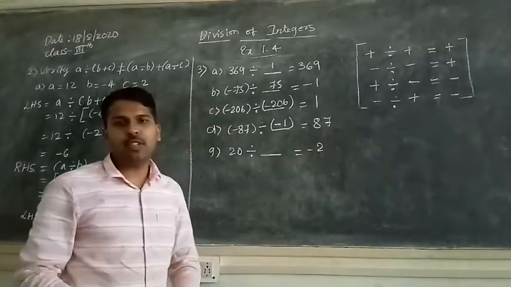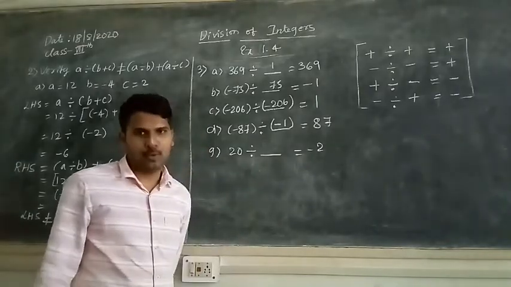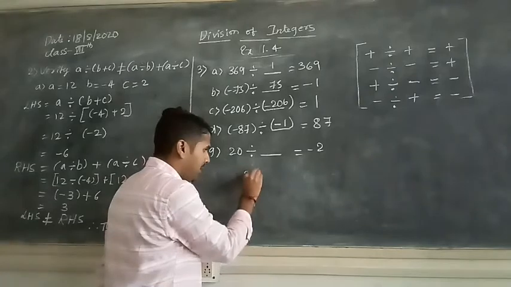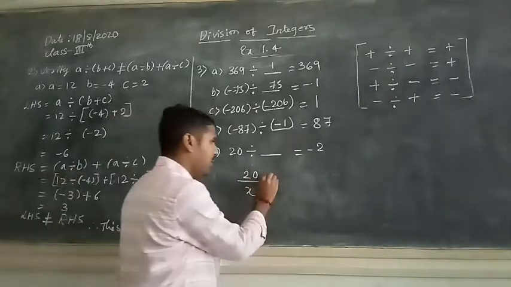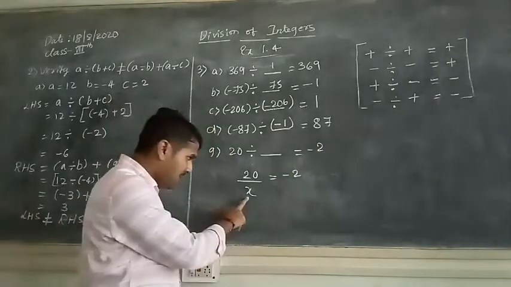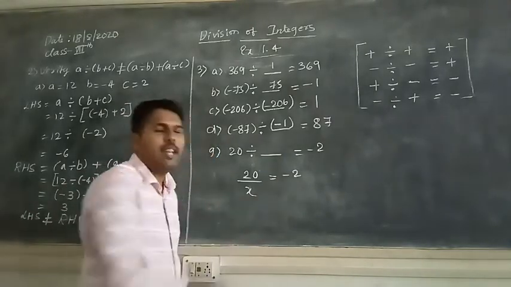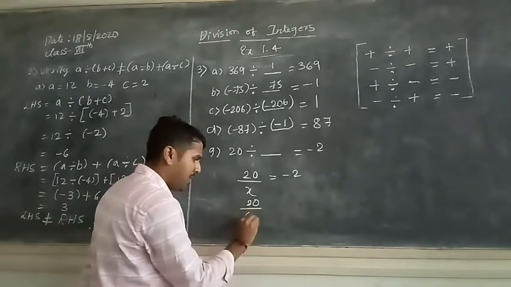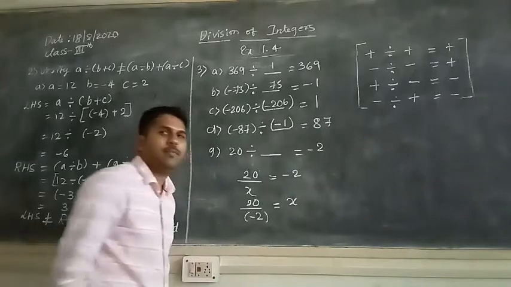Okay. So how to solve this one? So here 20 is there, here divided by blank equals minus 2. So if you don't know this one, try to write this one: 20 divided by blank, take it as x, equals what is the value? Minus 2 they given, no. So just shift this to RHS and shift this to LHS. 20 divided by minus 2 equals, it goes to numerator.